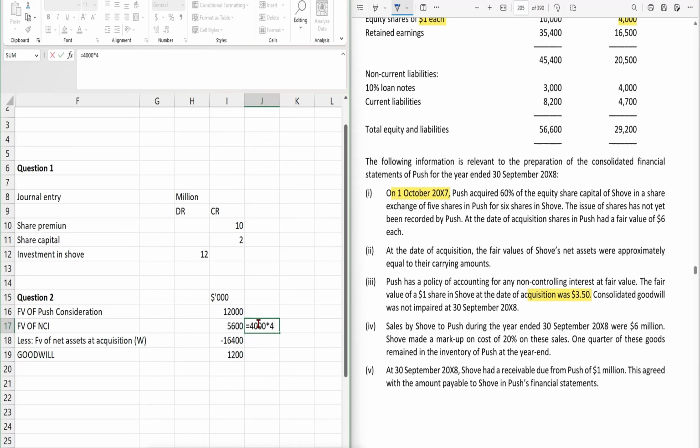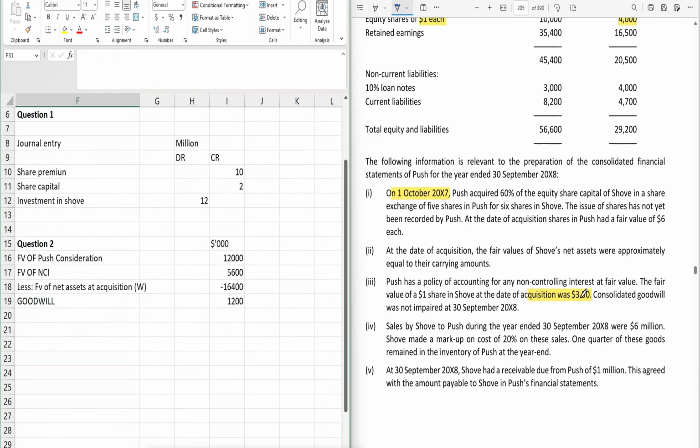That means 40% will be acquired by SOAP, and the fair value of the SOAP share is 3.5. You can look here. So 3.5 will give the 5,600. All right, so I have written here 5,600. And fair value of net asset at acquisition, we need to calculate this again, because as I said, this is a step 2. So we need to calculate this again.